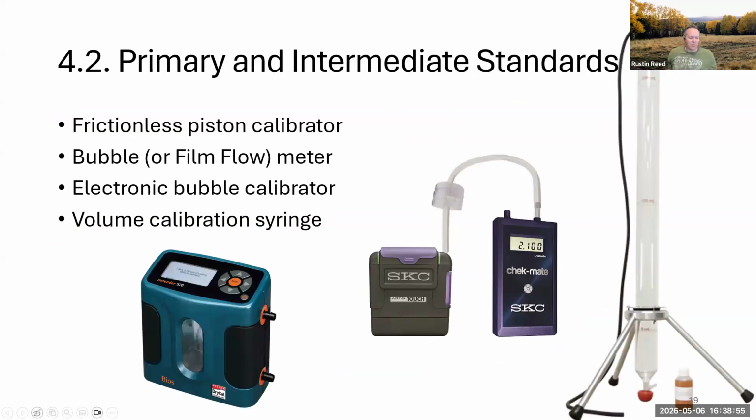So these are some examples of primary calibrators. You have a frictionless piston calibrator. This is what I use most often. Not this exactly. Again, I don't own stock in any of these companies. They're just pictures. I've used each of these things and I've used other things. Anyway, you have a bubble, the soap bubble meter. That is a primary standard. I don't see that used very often.